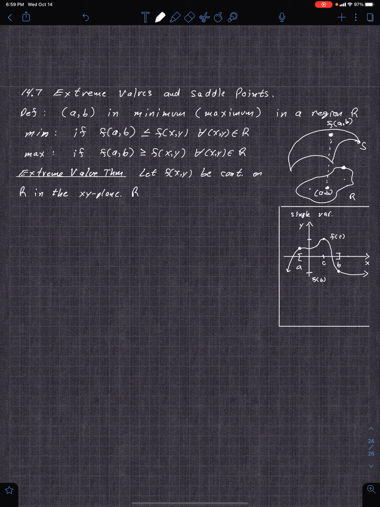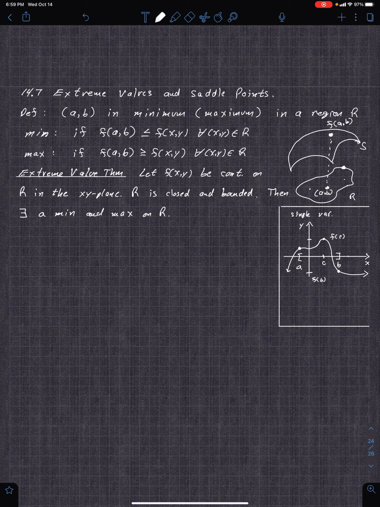Now in this case, just like in Calc 1 where you have the closed interval, R must be a closed and bounded region. So that's the difference. So R is closed and bounded. Okay, then that's where you have the existence of the max or min. Then there exists a minimum and maximum on R.